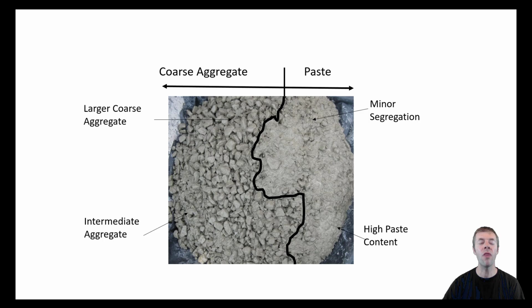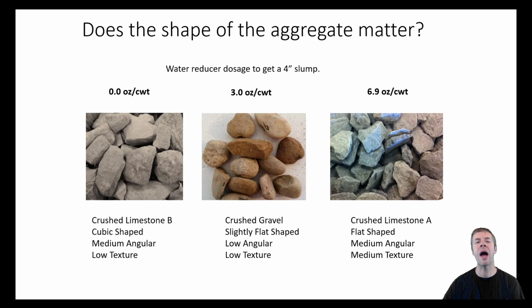Now, does the shape of the aggregate matter? People always ask that question. And yeah, the answer is yes. We took three different aggregates. We have pictures shown here. This one is cubic. It's got a little bit of angularity. We'll talk about how to measure size in a second. And it's got something called low amounts of texture. That means it's not real smooth, but it's not real rough.